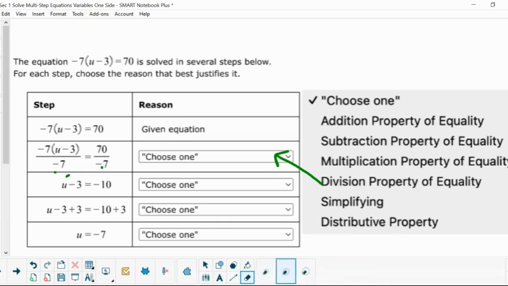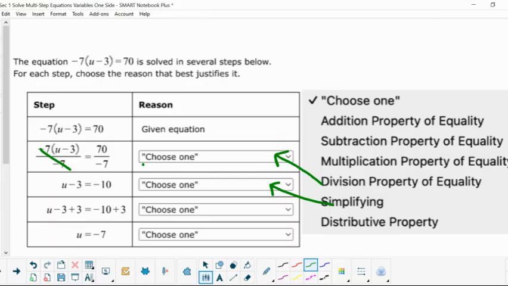Now, the next part, look at what it's showing. If I divide the negative 7, I'm left with u minus 3. And then if I divide these, did they get the right thing? 70 divided by negative 7. If they're just doing the math, what's that called over here? Any guesses? If they just work it out, maybe simplifying? You're right. If they're just showing what they get after they actually work it out, you choose simplify. That one might be chosen a couple of times.